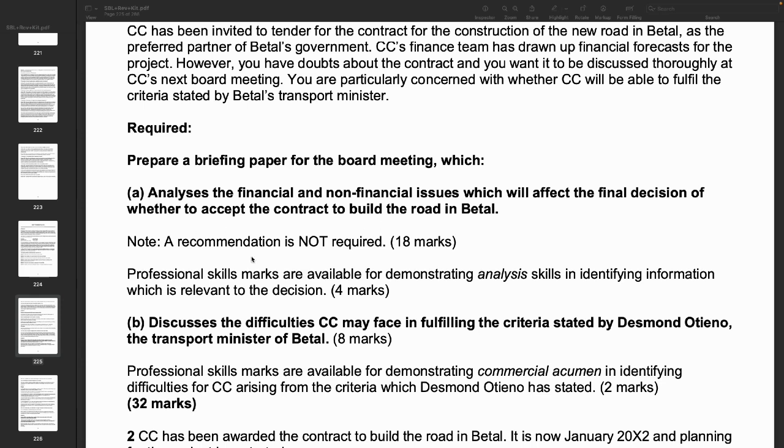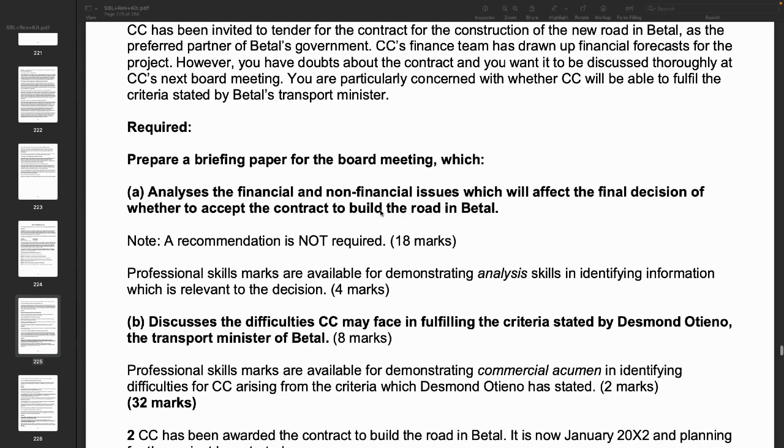Analyze the financial, non-financial issues that will affect the final decision to accept the contract to build the road. Now, I'm going to say you're going to have to analyze the financial, non-financial issues which will affect the final decision whether to accept the contract to build a new stadium. That might be the question you might get.